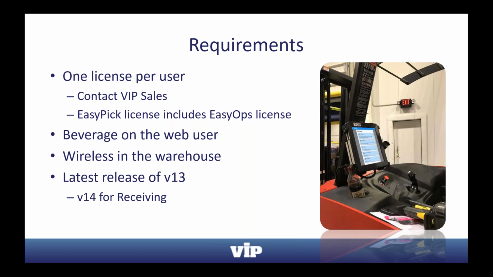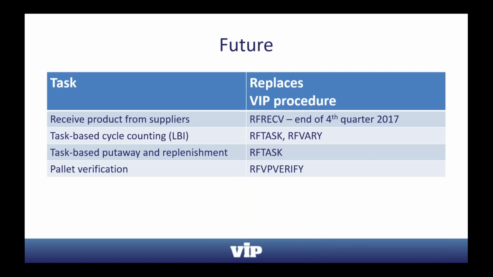For those of you who are interested, we are going to be rolling out more pieces to EasyOps, receiving being one of them. We have a lot of people interested in that. That is going to be for V14. Speaking of, these are the future requests that we're going to be completing for EasyOps. RF Receive is the one that's on the docket right now. It's intended to be completed by the end of this quarter. I've seen it, looks pretty interesting. We're pretty excited to start rolling that one out.